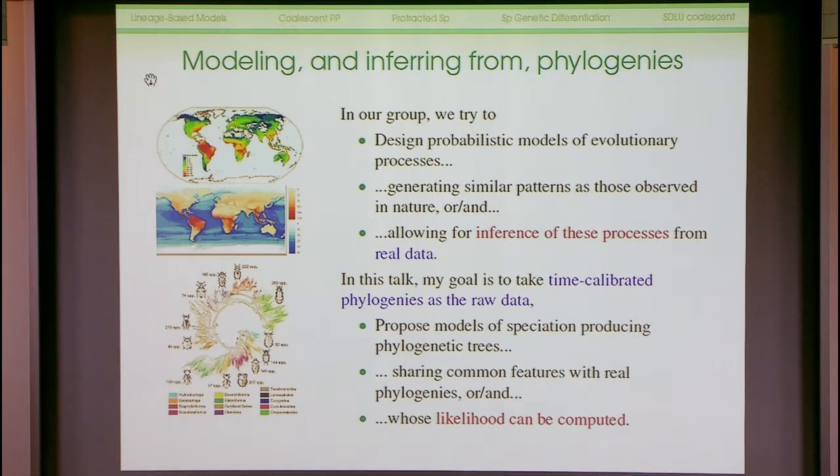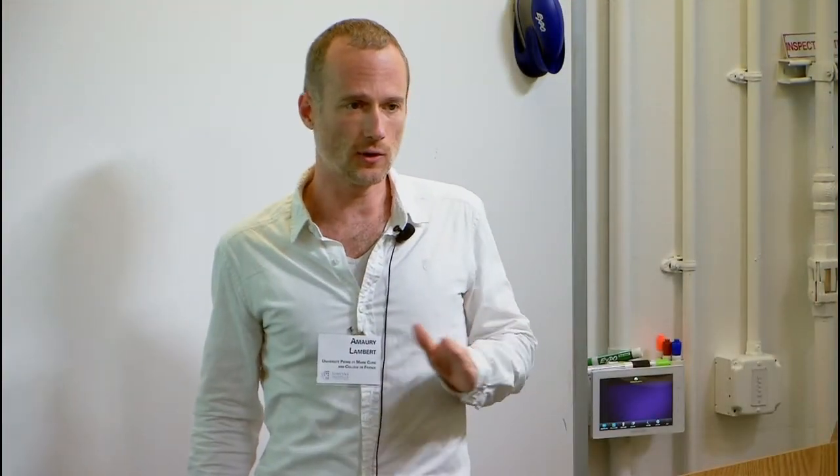And in this talk, I will focus on a kind of application which is quite popular in evolutionary biology now, which might seem a little weird from the mathematical point of view, at least from the statistical point of view, which is to take time-calibrated phylogenies as the raw data. So we ignore the whole process which goes from gene sequence data to the phylogeny, and we think that the raw material that we have is the phylogenetic tree. And we try to infer processes from the knowledge of the phylogeny.